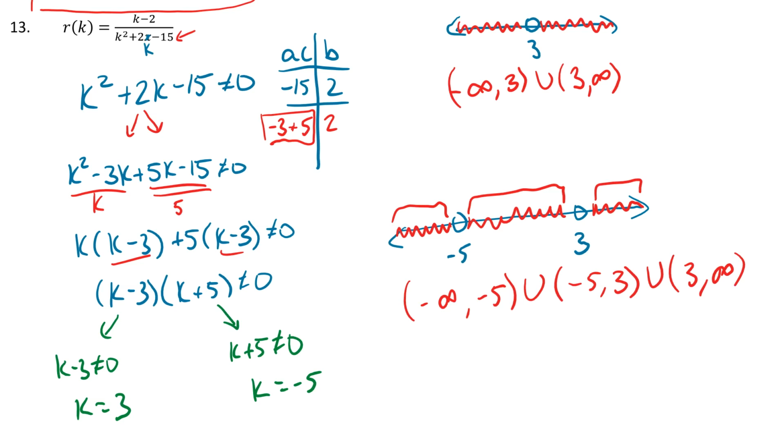Alright, so all of these are essentially just taking the denominator, setting it not equal to 0, solving using the methods that we've already learned, and just at the end, put it on a number line and get the spaces in between them. And that is it for domain of rational functions.